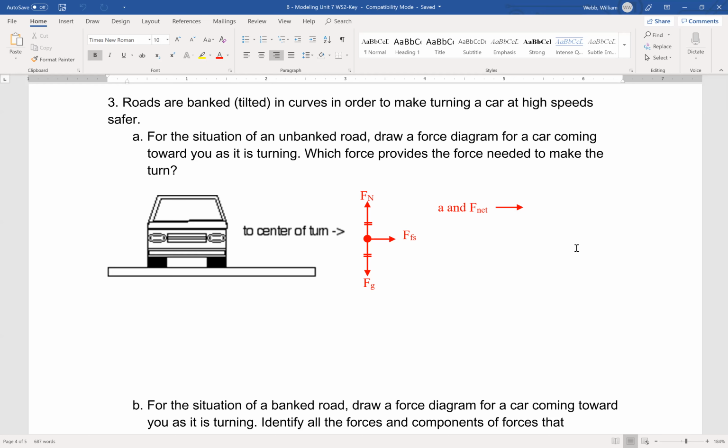Can someone, it can be Jilly or Mark in the classroom, or it can be someone that you can just unmute in the Zoom. Why are they labeling this friction as static friction, even though the car is moving? Because the tires are gripping to the ground.